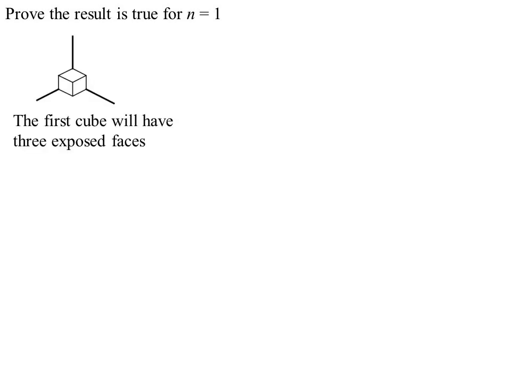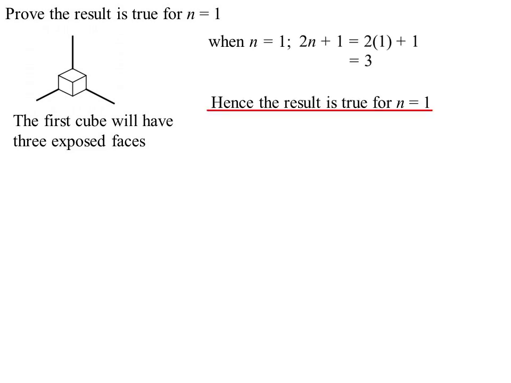We'll prove the result is true for n equals 1. Okay, well that's what it would look like if n is equal to 1. There'd be 1 cube there. And I can see we have 3 exposed faces. Well, when n equals 1, 2n plus 1 is 3. So it is true. When there's 1 cube, we ended up with 2n plus 1 faces exposed. So it does work for n equals 1.